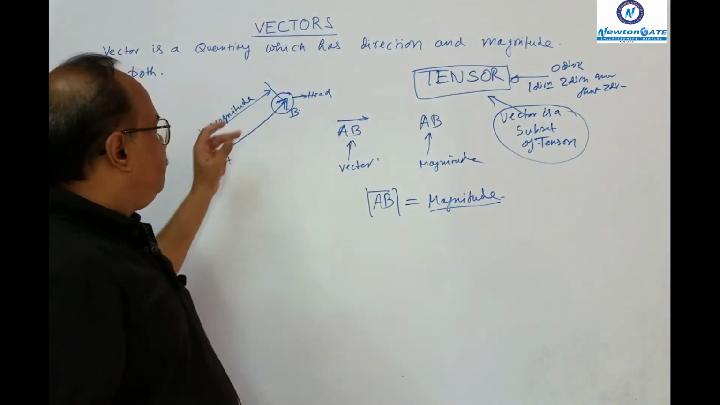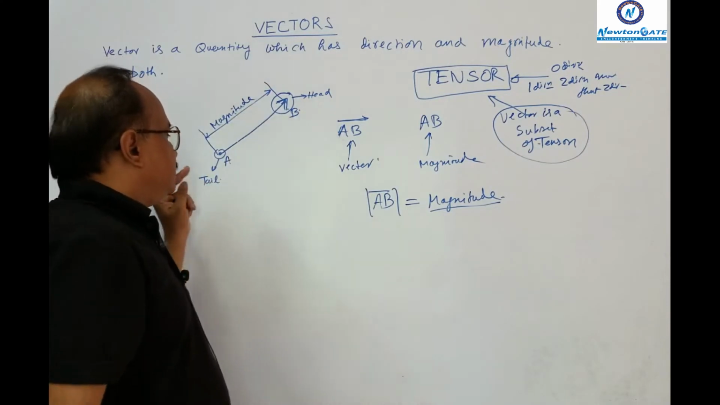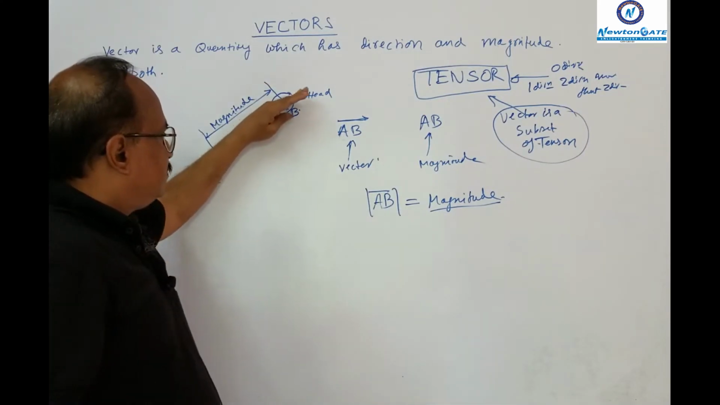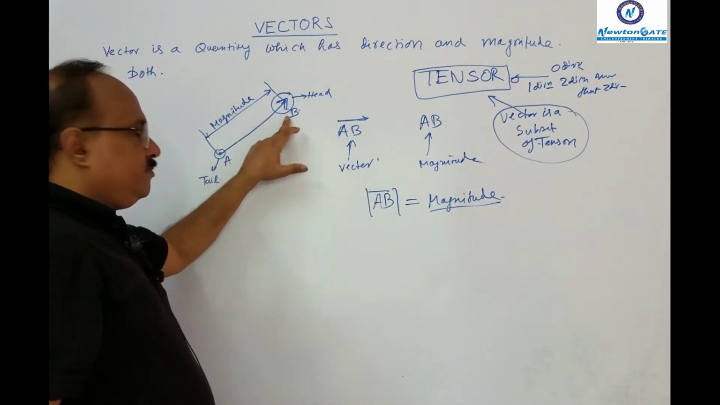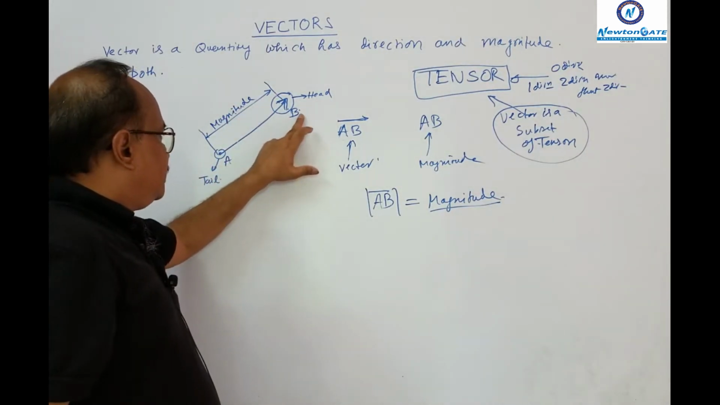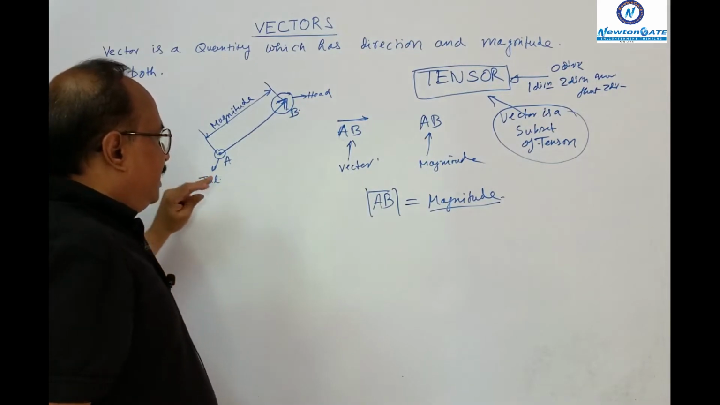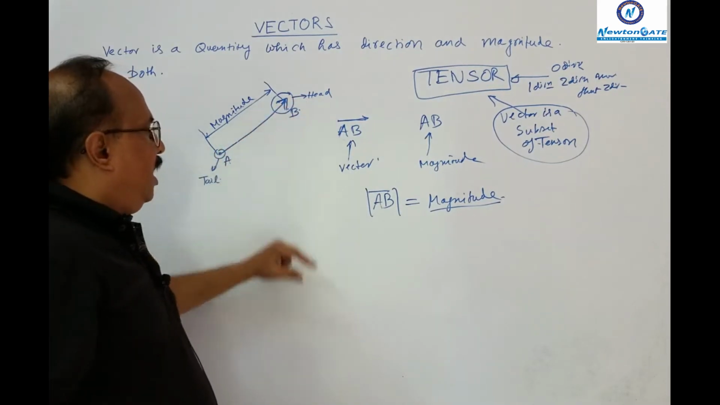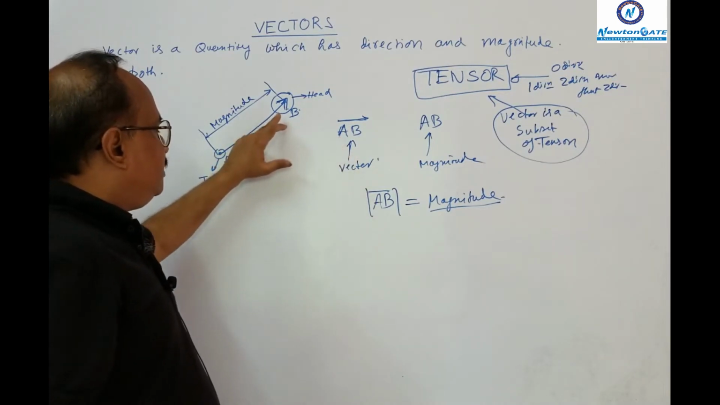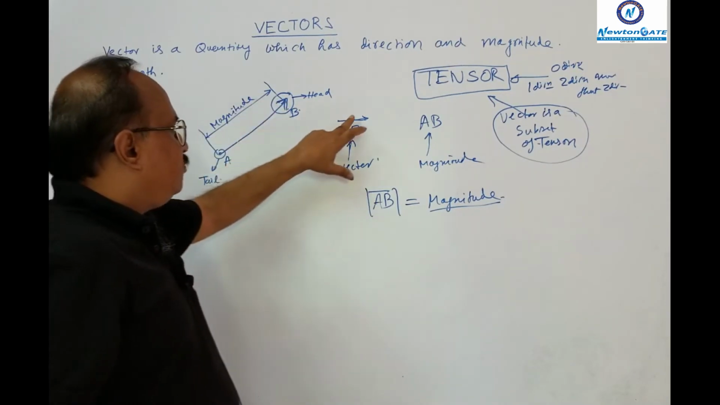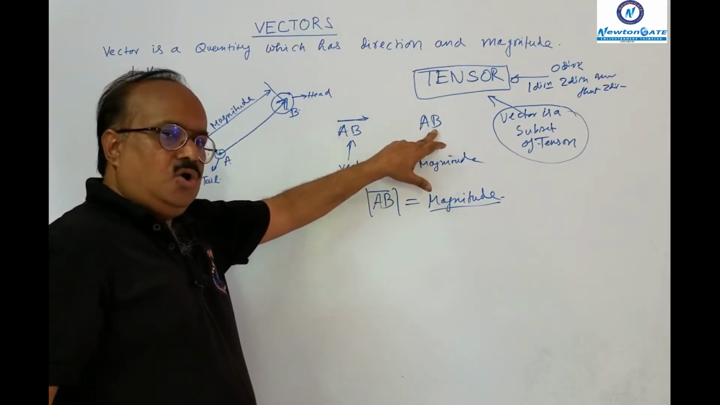So once again, let me revise the vector. A vector is a quantity which has direction and it has magnitude. It is represented as AB, where B is the head and A is the tail. That means it is directed from A to B, like this. So this is a vector. Now this vector's magnitude is represented, if you don't write the bar, as the magnitude of AB.